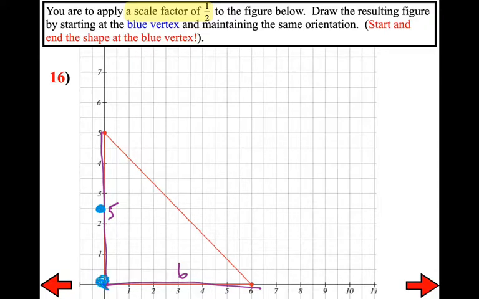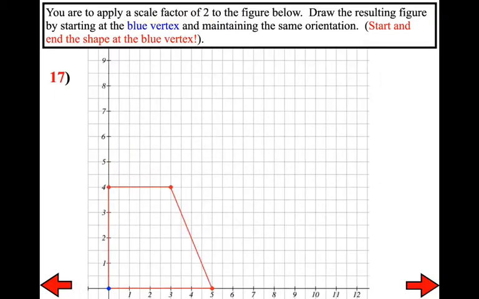So remember, we're going to start here. And then half of 6 is 3. So we're going to go right there. And then we will connect everything together and end at the original starting point. And there, let me take off my mess here. There is a right triangle in blue that has a scale factor of 1/2 when we compare it to the original red triangle right there. Notice that it is smaller.